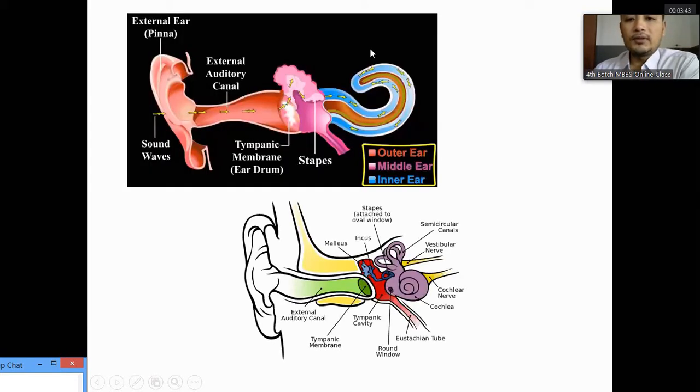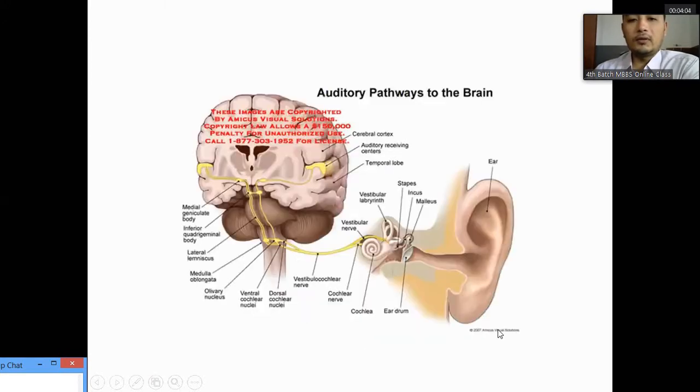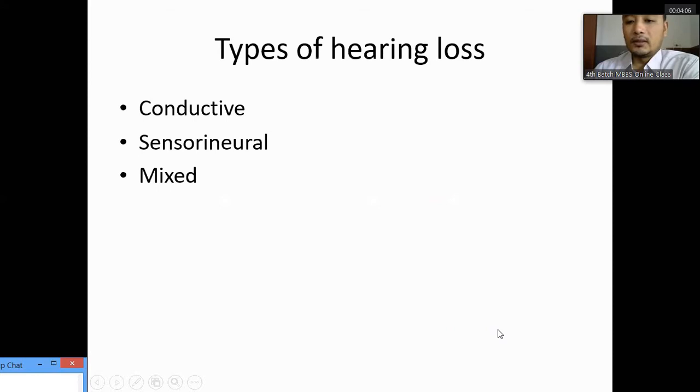Now, this is a general picture of how we hear. Sound waves come in, entering through the EAC, vibrating the tympanic membrane, amplified by the ossicles, and moving the inner ear fluids, moving the hair cells. An electrical pulse is generated, travels through the cochlear nerve, then through the brainstem and the central pathway, finally to the auditory cortex. This we have already learned.